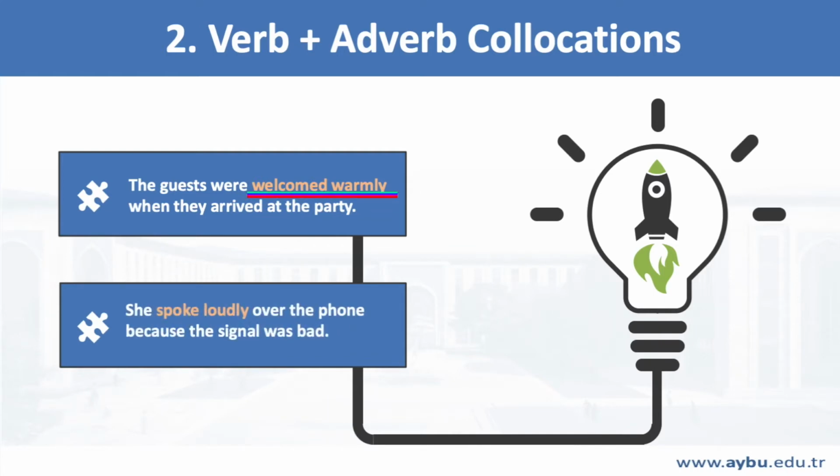She spoke loudly over the phone because the signal was bad. Speaking loudly is correct. That means increasing the volume of your voice. We don't use high for that, for example.